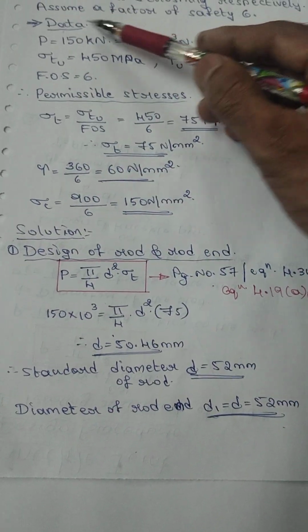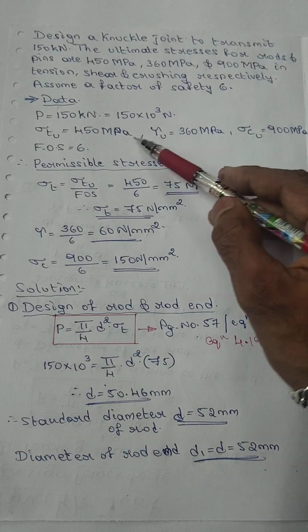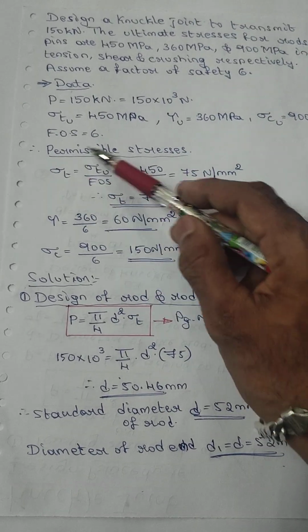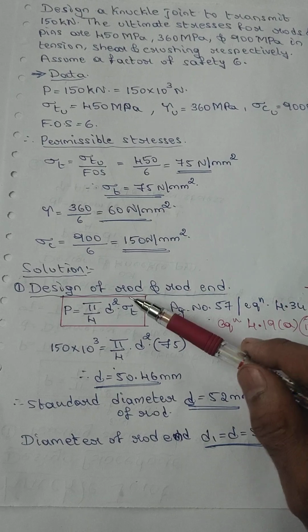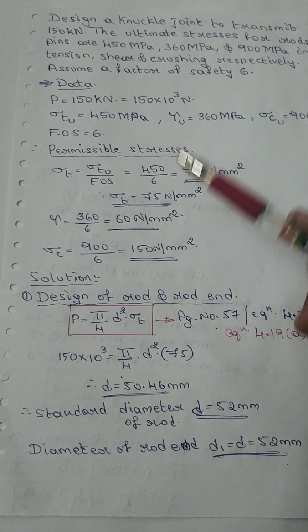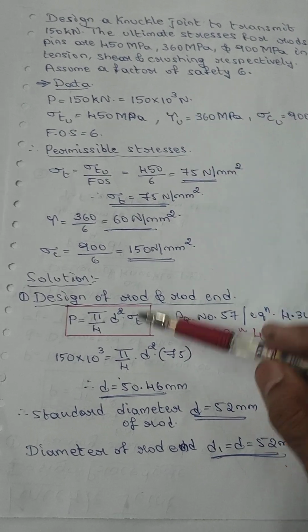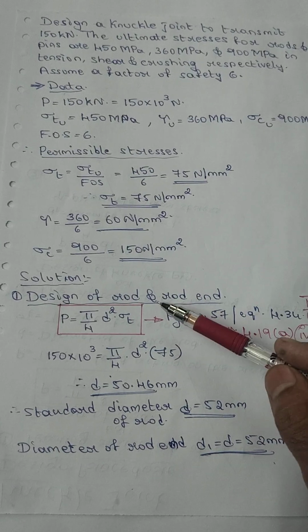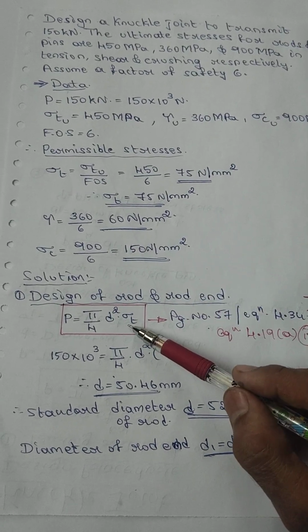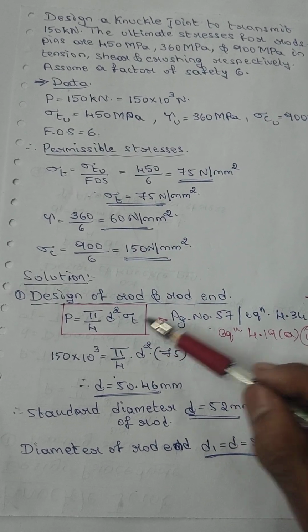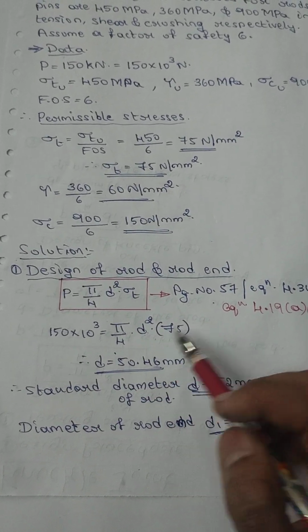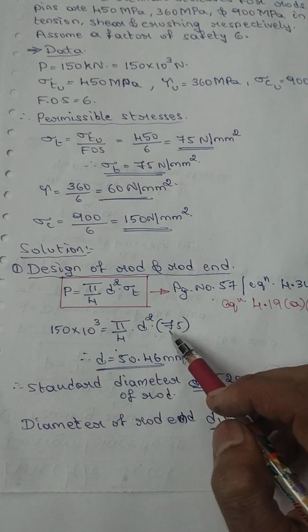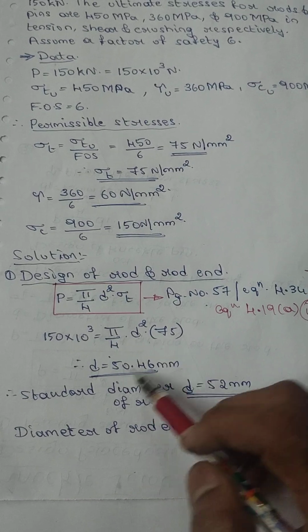We have to convert all these ultimate or yield stresses into permissible, and after getting this, during the calculation we have to use permissible only. If we use ultimate or yield, the problem will go wrong, the solution is negative or wrong. So we have to use permissible. Initially we have to calculate the diameter. So substitute the value and get the diameter.